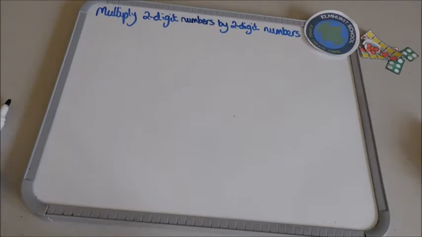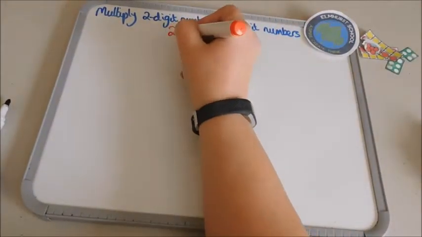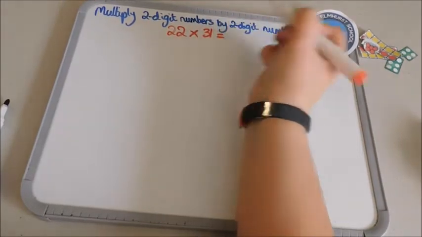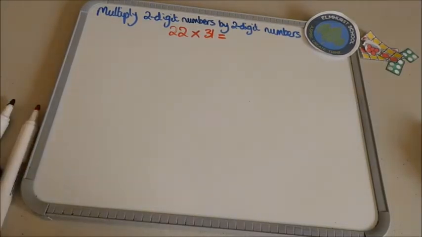Today I'm going to show you how to multiply a 2-digit number by a 2-digit number. The calculation I'm going to be concentrating on today is 22 multiplied by 31. Initially your child will be shown how to do this using a grid method.